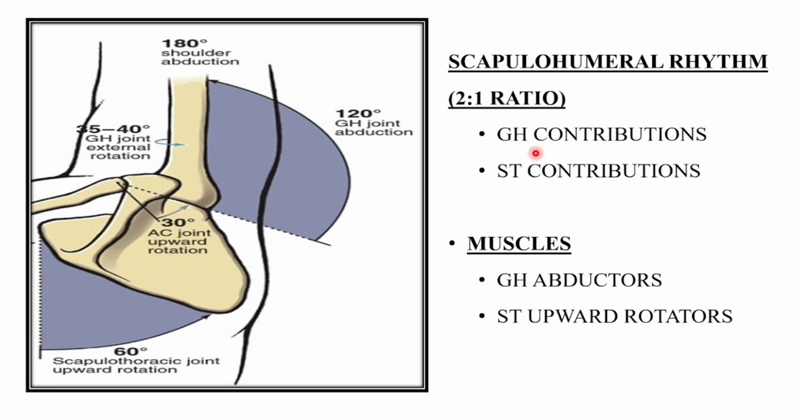So coming to the muscles, I will be telling in detail about the glenohumeral abductors and scapulothoracic upward rotators. So the integrated actions of all the muscles together creates a normal abduction movement. So that is normal abduction, that is 180 degrees of abduction. In order to achieve that, there will be 120 degrees of glenohumeral abduction motion, which will be provided by your glenohumeral abductors, and the remaining 60 degrees of scapulothoracic upward motion will be provided by your scapulothoracic upward rotators.